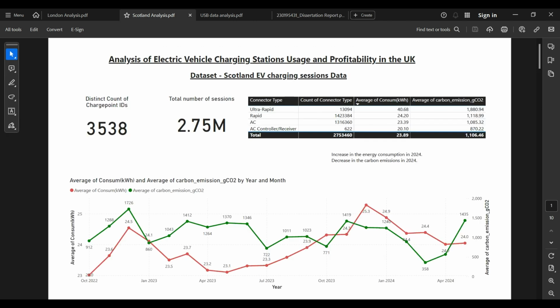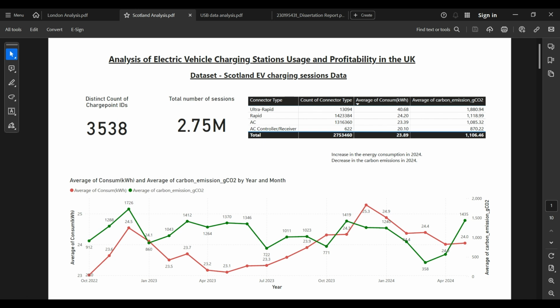First, for Scotland, the total number of sessions was 2.75 million, and there were 3,538 charge point IDs. As we can see in the table here, the ultra rapid and rapid chargers are the DC chargers with the most sessions and also high energy consumption rates, and they have also contributed to higher carbon emissions compared to that of AC chargers.